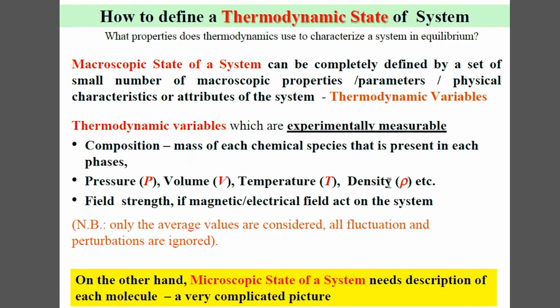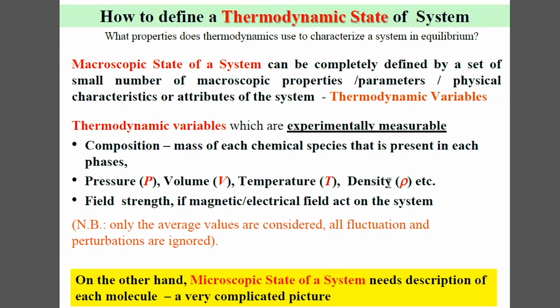On the other hand, a microstate of a system, as in statistical thermodynamics, needs a description of each of the molecules. The picture is a slightly complicated one, because you have to deal with each of the molecules, and whenever we are dealing with molecules, you have a number of particles of the order of 10 to the power 23, Avogadro's number. So we are only going to be dealing with the macroscopic system, and if this macroscopic system needs to be definitely defined for a particular state, then how many parameters do we require?